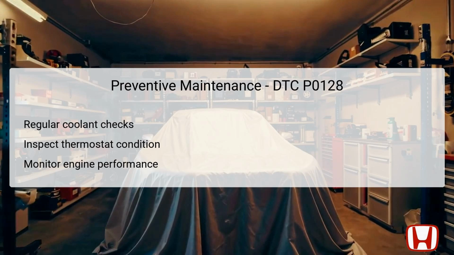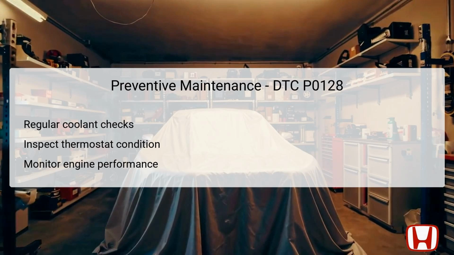Preventive maintenance plays a critical role in avoiding DTC P0128 in the future. Regularly checking the engine's coolant level ensures that the cooling system remains effective. Inspecting the condition of the thermostat periodically can detect any early signs of failure before it leads to a more significant issue. Additionally, monitoring overall engine performance can give early warnings of system malfunctions, allowing for preemptive repairs.